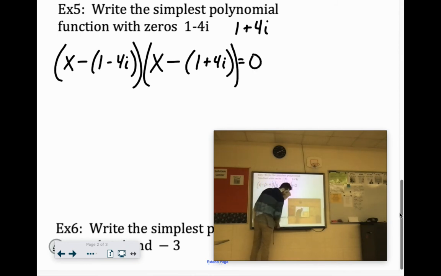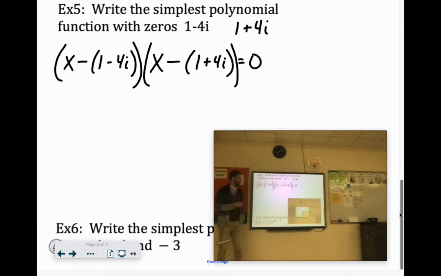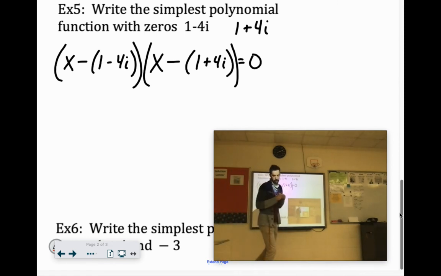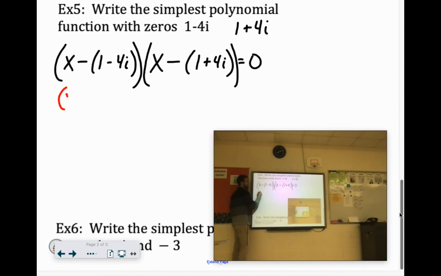That's just going to be initially. We're going to readjust it here, and I'll show you a quote-unquote shortcut that I like to do with this. So if we distribute that negative in there, it would be x minus 1 plus 4i.